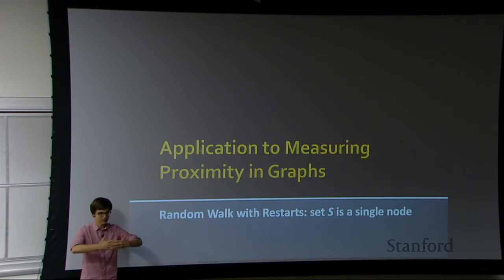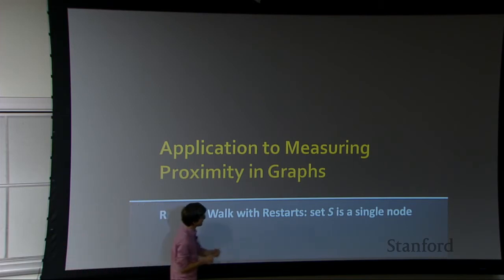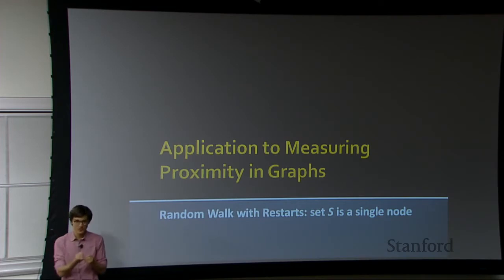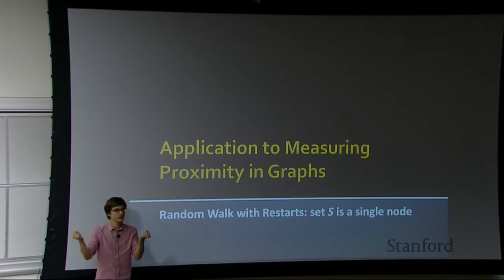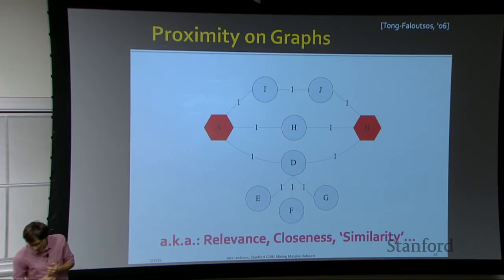The idea is you have the teleport set out of which the random walker starts, and in some sense the PageRank score tells you how close some node is with regard to that teleport set. Now we will say the teleport set is a single node, so that in some sense will allow us to almost quantify distance or proximity between the starting node and any other node in the graph. And this will be, as I will show you, extremely powerful, right?